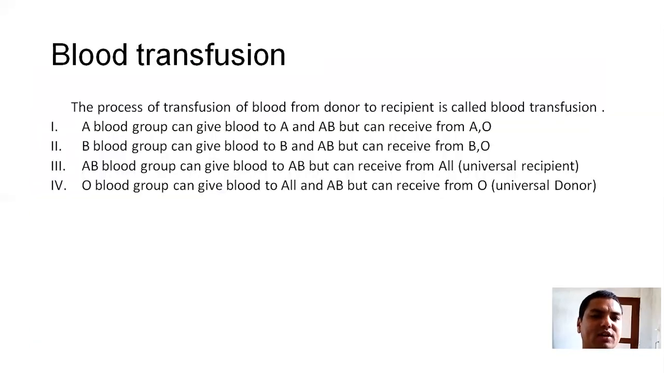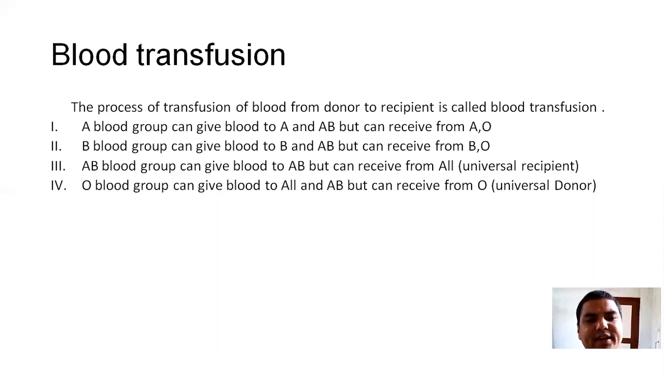Blood transfusion. The process of transfusion of blood from donor to recipient is called blood transfusion. A blood group can give blood to A and AB, but can receive from A and O. B blood group can give blood to B and AB, but can receive from B and O blood group.